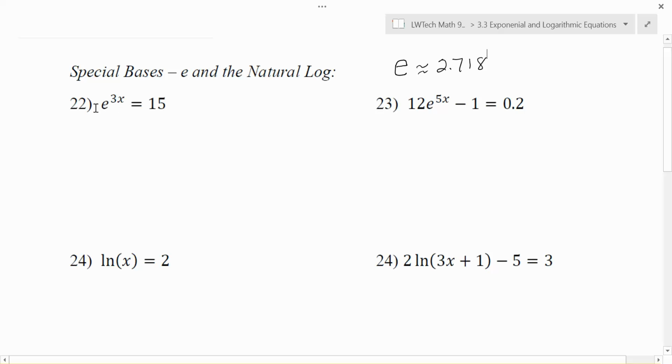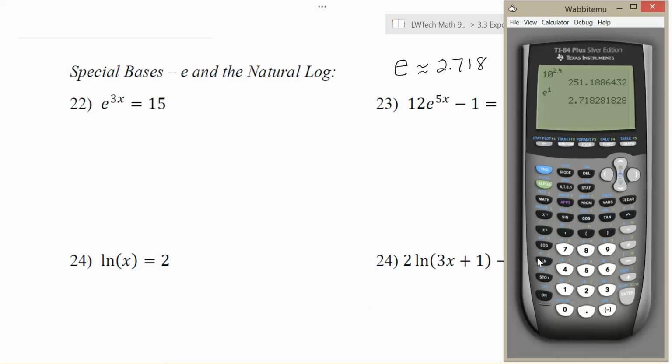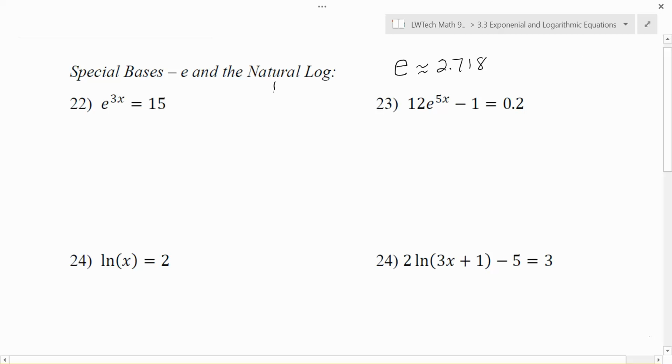So when we look at certain problems, the calculator has been programmed with this natural log in there. And that is this ln button that we see in there. So the natural log is the ln. And all that the ln means is that it's just a logarithm, but the base is e.